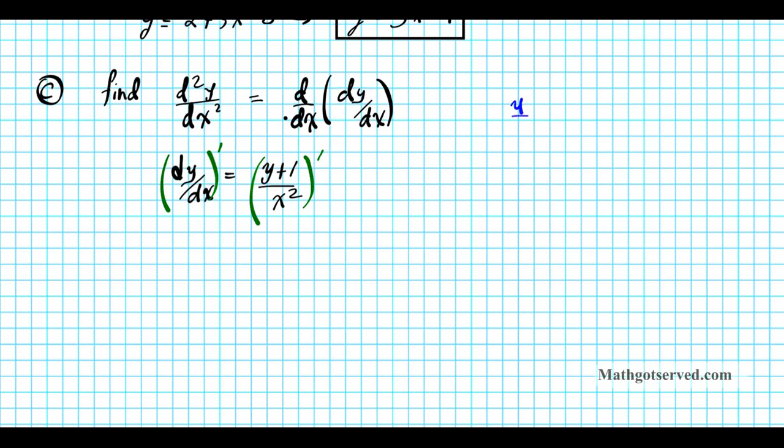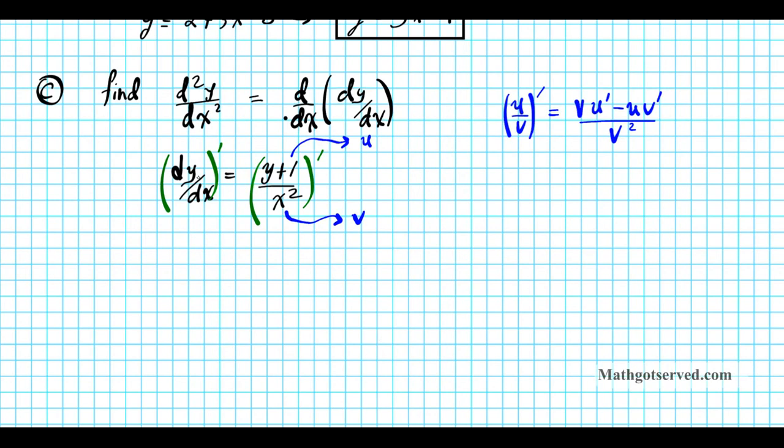If you have u over v prime, do you remember the quotient rule? u over v prime is going to be v u prime minus u v prime over v squared. So we have low d high minus high d low over low squared. In this expression, y plus 1 is our u, and x squared is our v. So let's apply the quotient rule to this expression.